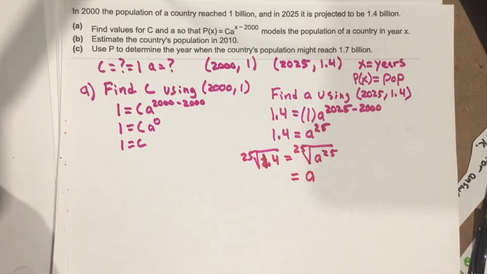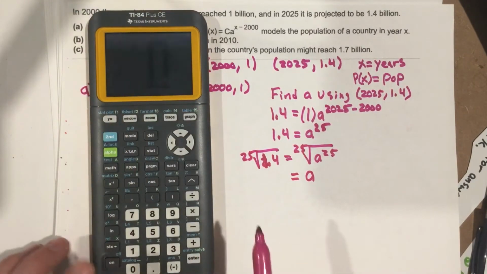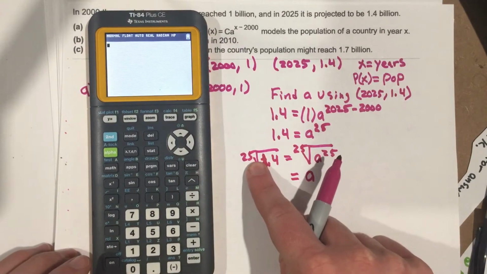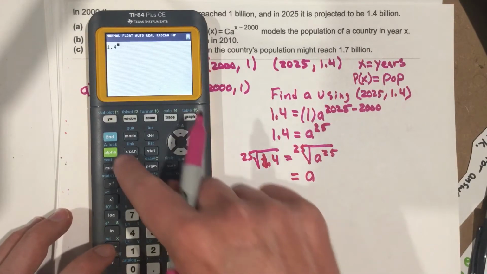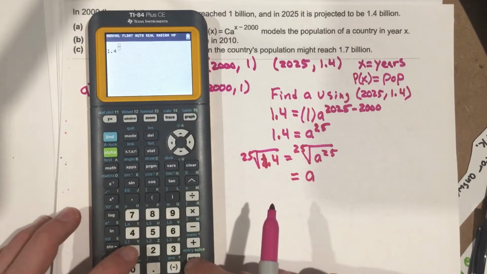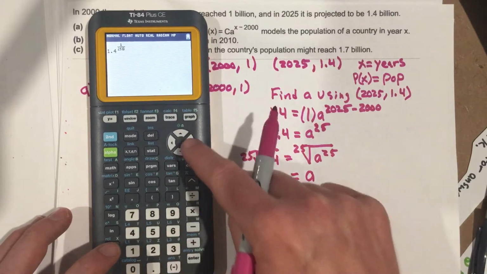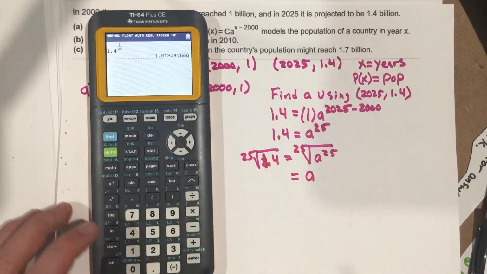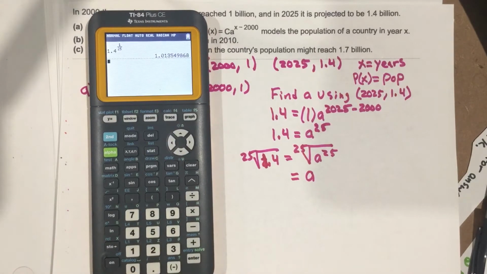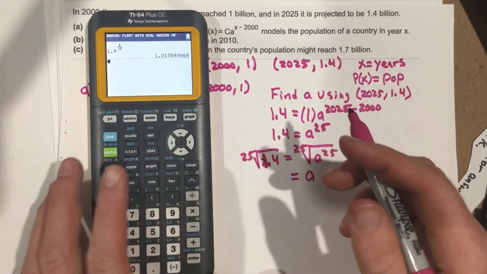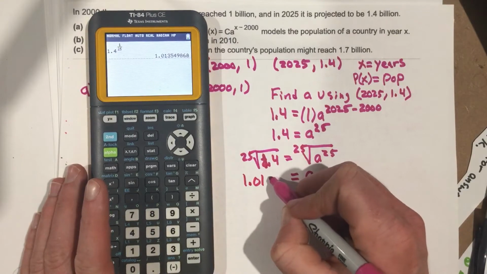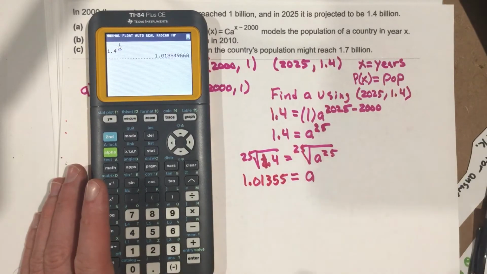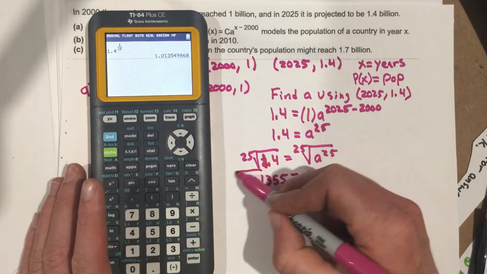And now we're going to plug in our calculator. Now how do we plug in a 25th root of 1.4 in the calculator? Well, remember the 25th root is 1.4 to the, let's use a fraction, 1 over 25 power. And that gives you 1.01354 or 355. So this is 1.01355, and I think 355 would be enough digits to use for A. So that is part A.